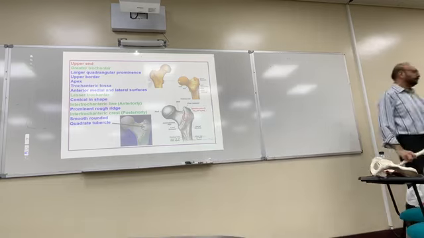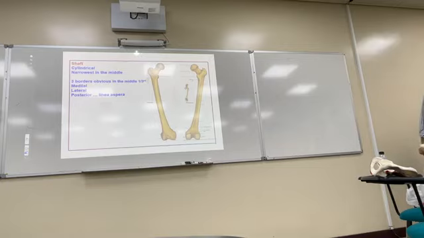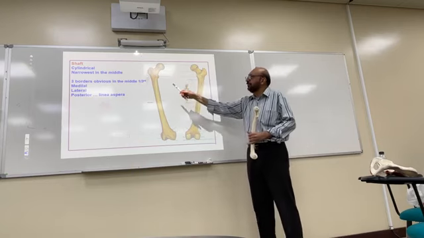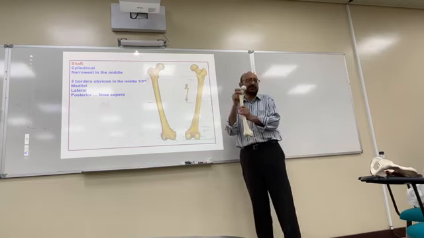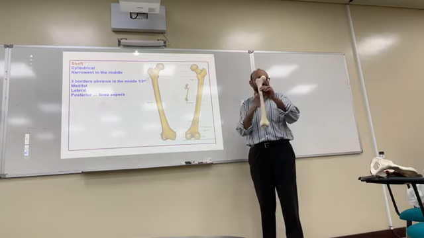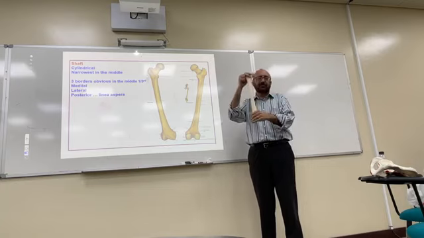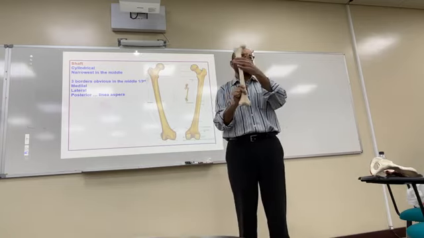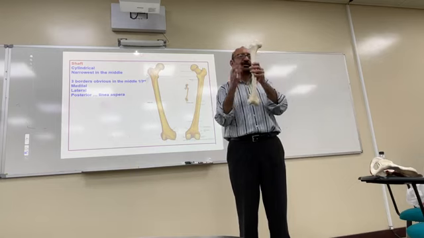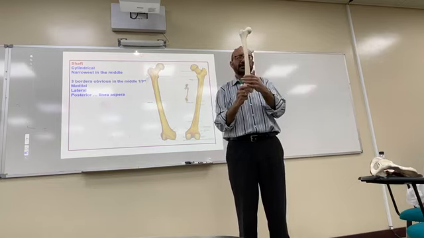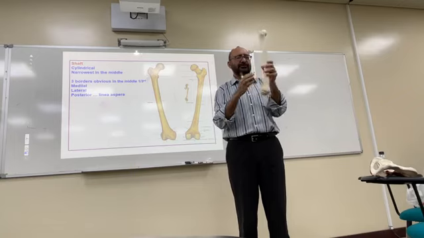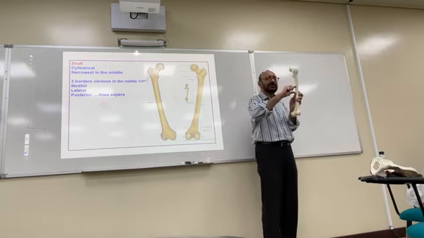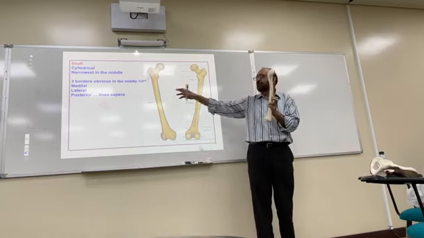Then the shaft is cylindrical, narrowest in the middle. Three borders are only obvious in the middle third: medial border, posterior border, lateral border. On the upper and lower parts, borders are not very prominent, so we just say surfaces: anterior surface, posterior surface, medial and lateral. Here again, anterior, medial, lateral, and we call this the popliteal surface. The middle third is very sharp. The best name is linea aspera.